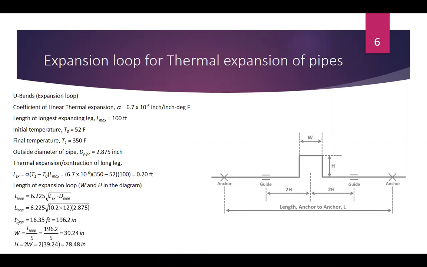Okay, so 196.2 over 5 is 39.24 inch. Ito. And H is equal to 2W, which is 2 times 39.24, is 78.48 inches. Yung H. Tapos ito naman, 2 times H. Diyan ka maglalagay ng guide. Okay.